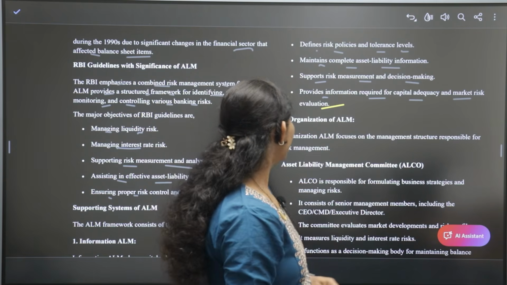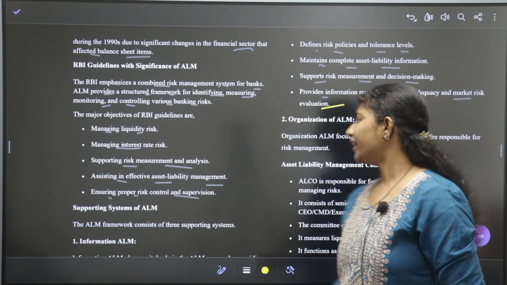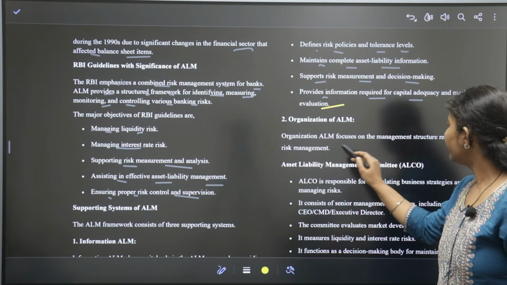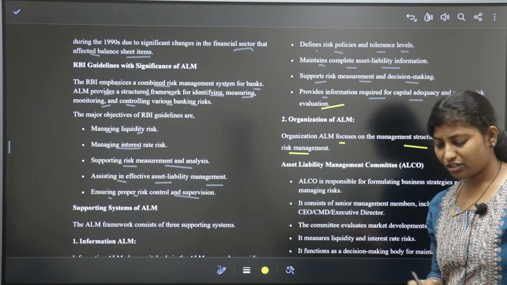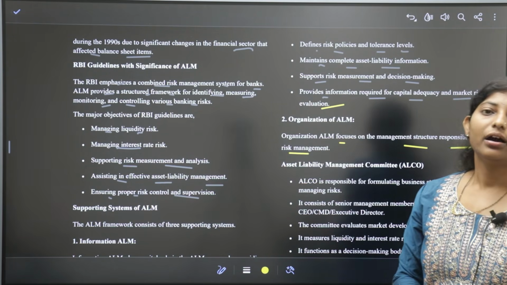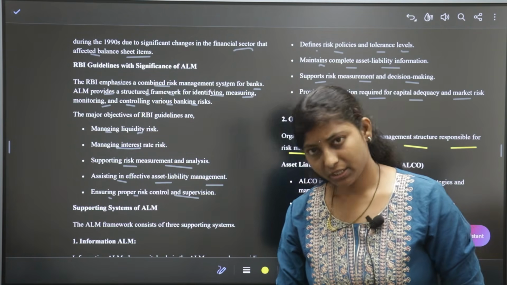Okay, next we have the organization of ALM. The organization of ALM focuses on the management structure responsible for risk management. It is responsible for risk management, and it has a proper management structure.